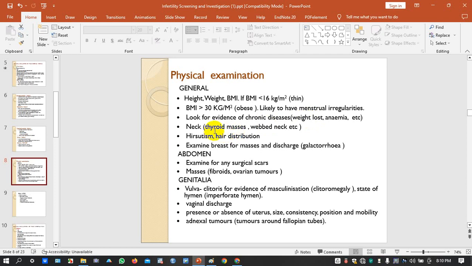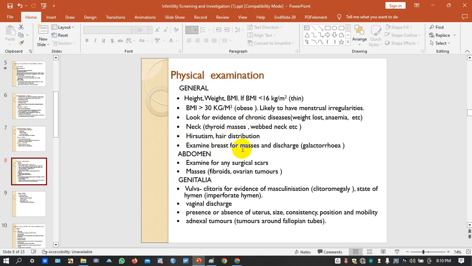Your neck, the doctor has to examine your neck and see whether there are thyroid masses or whether your neck has a web, like the feet of a duck. You know, the toes of a duck are webbed. So we have webbed neck also. Human beings have webbed neck. Is there hirsutism? And how is your hair distribution? Is there too much hair? Hirsutism means too much hair, which is a genetic abnormality. And how is your hair distribution like?